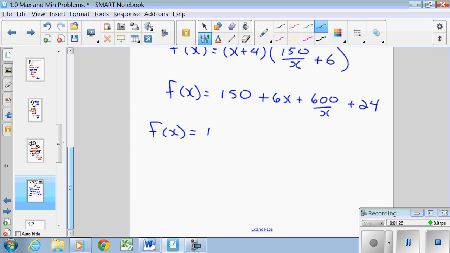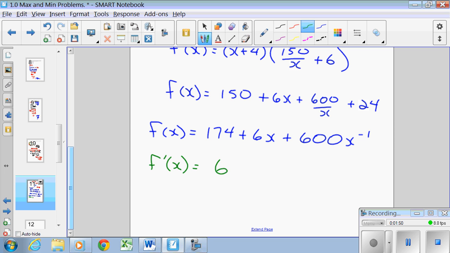Let's go 174 plus 6x plus, and I'm going to change this to 600 x to the minus 1, just because I'm setting things up for my derivative. My derivative is how I'm going to figure out a maximum or minimum. The derivative of 174 is 0. The derivative of 6x is 6, and the derivative of 600 x to the minus 1 is minus 600 x to the minus 2.